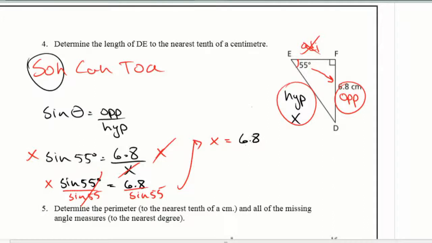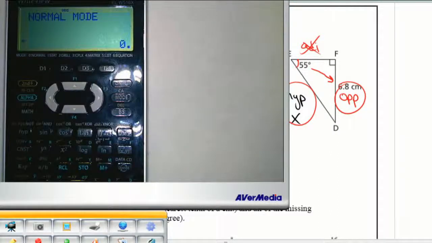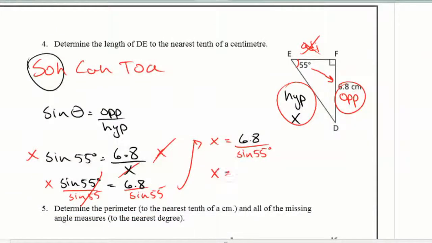6.8 divided by the sine of 55 degrees, which is just a ratio of my sides. So on my calculator, I have 6.8 divided by the sine of 55. So 8.3. So that means the length of X is 8.3 centimeters. I called it X. In the question, it was the length from D to E.